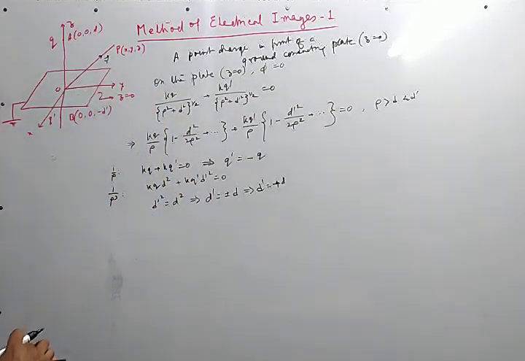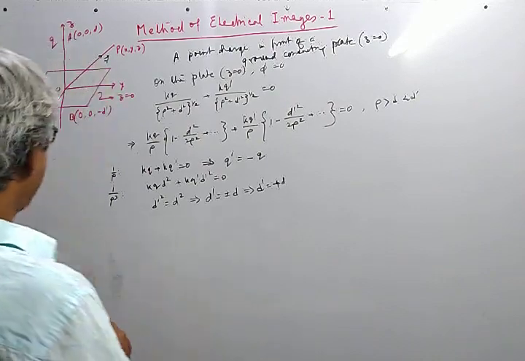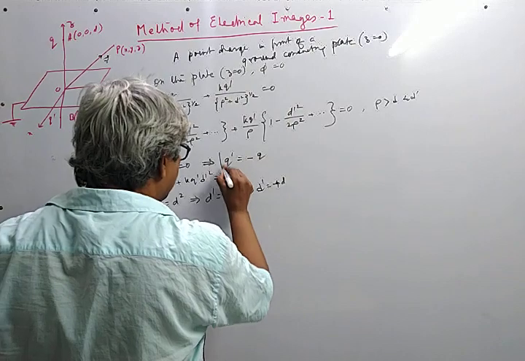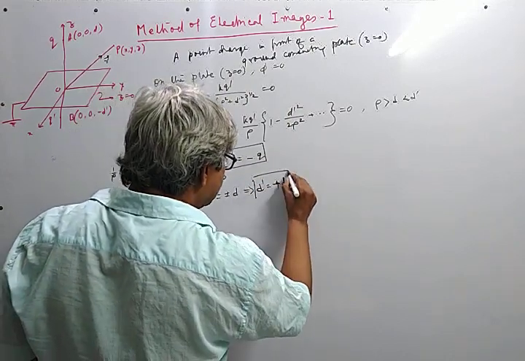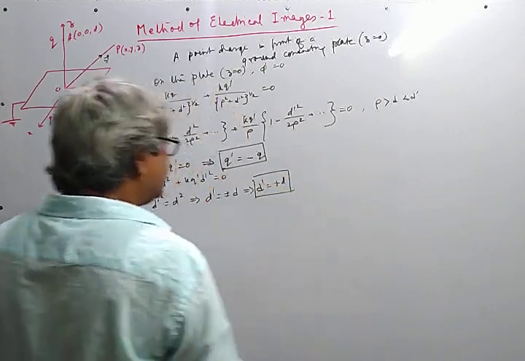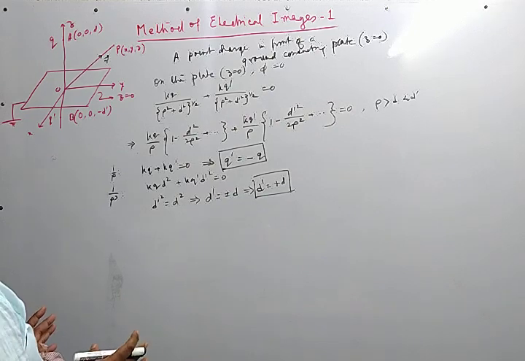So the two main problems were to find out the magnitude of the charge q prime, and secondly the location of the image charge. So the problem is solved. We have obtained the magnitude and position of the image charge.